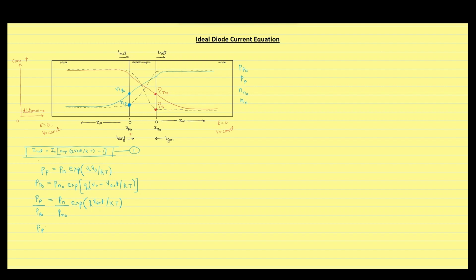You can assume that the hole concentration Pp is approximately equal to Pp naught. Although the absolute increase of the majority carrier concentration is equal to the increase in minority carrier concentration in order to maintain space charge neutrality, the relative change in majority carrier concentration can be assumed to vary only slightly with forward biasing compared with equilibrium values, such that it will give Pn naught equal to Pn into exponential q into V external divided by kT.